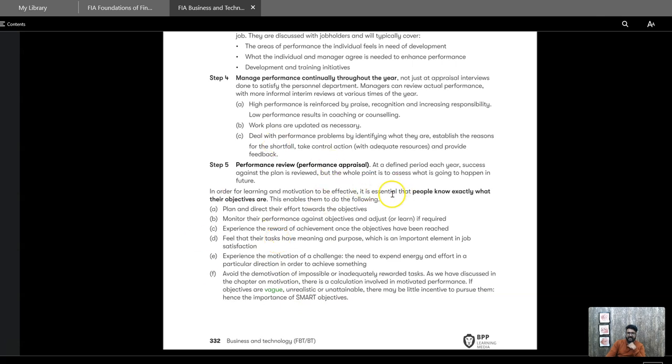Now you can see over here, it is essential that people know exactly what their objectives are. So we have to make them understand what the company is talking about in the objectives, how they have to work for each and every objective, and how they have to attain them on a daily basis. These all are the 5 different things that have to be in your mind when you are talking about performance appraisal.